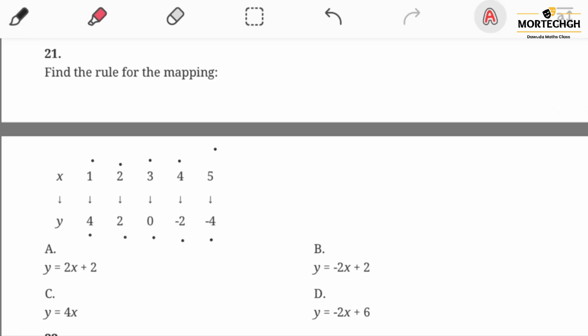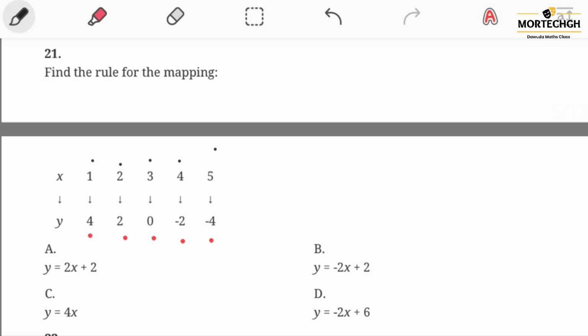So the red are the answers. Just substitute the x values inside these particular equations. We have A, y is equal to 2x plus 2, B, y is equal to -2x plus 2, C, y is equal to 4x, and D, y is equal to -2x plus 6. Substitute the value of x inside the equation to see whether you get the answers, just consider the first, second and third, just 3 values. The correct answer is D though. So for example, let's substitute x is equal to 1 and x is equal to 2 inside the equation and see.